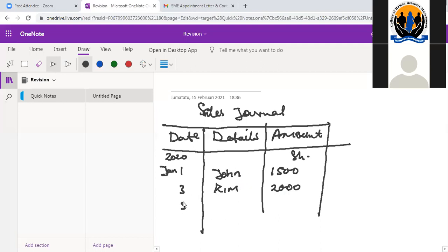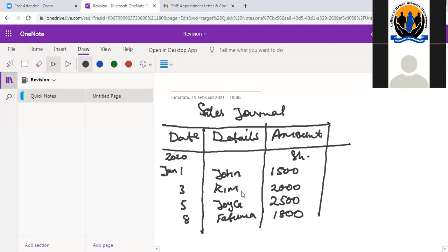Maybe on 5th, we sold goods to Joyce. You say Joyce, and then you write the value of the goods that we sold to her. Maybe it is 2,500. So it is a very simple statement. Maybe on 8th, from the invoice that you have, we sold goods to Fatuma. You write the name of the customer, Fatuma, and maybe it was 1,800. So in the details, we write the name of the customer.